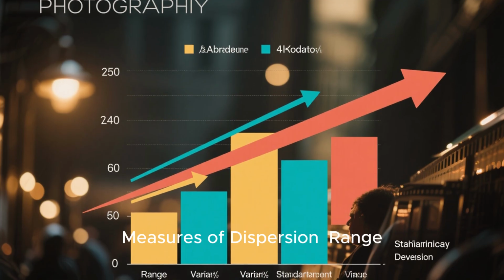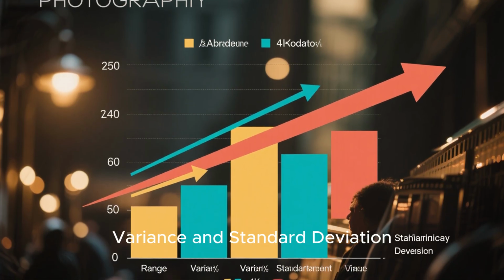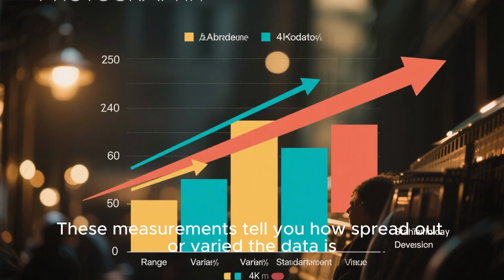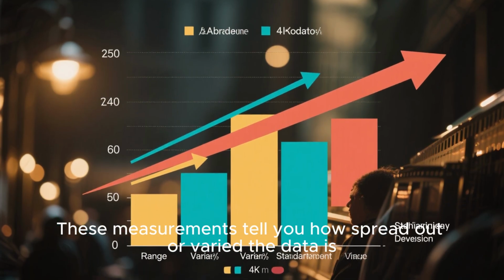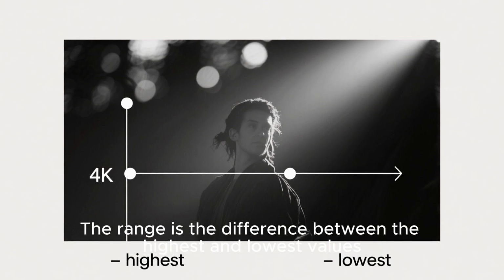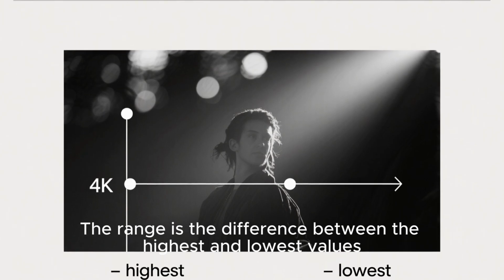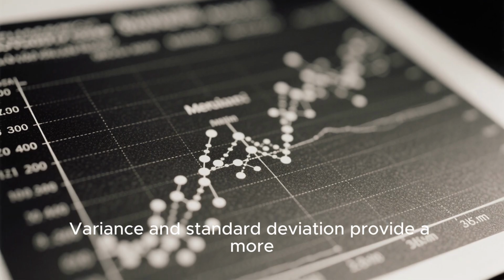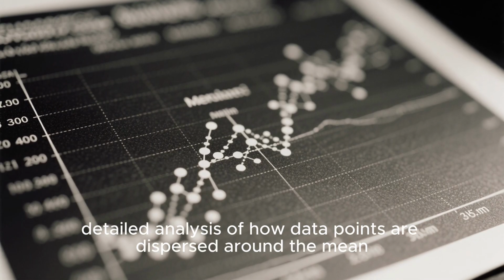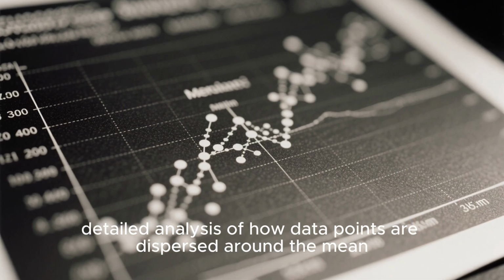Measures of dispersion: range, variance, and standard deviation. These measurements tell you how spread out or varied the data is. The range is the difference between the highest and lowest values. Variance and standard deviation provide a more detailed analysis of how data points are dispersed around the mean.